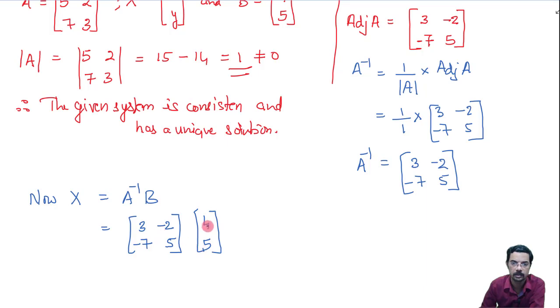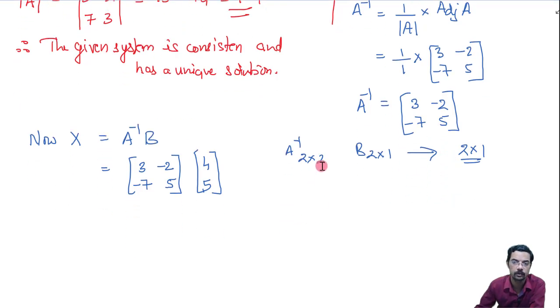You know how to multiply these two matrices. This is a 2 by 2 matrix. A inverse is a 2 by 2 matrix, and B is a 2 by 1 matrix. So the resulting matrix will be a 2 by 1 matrix. Okay, so that's it.